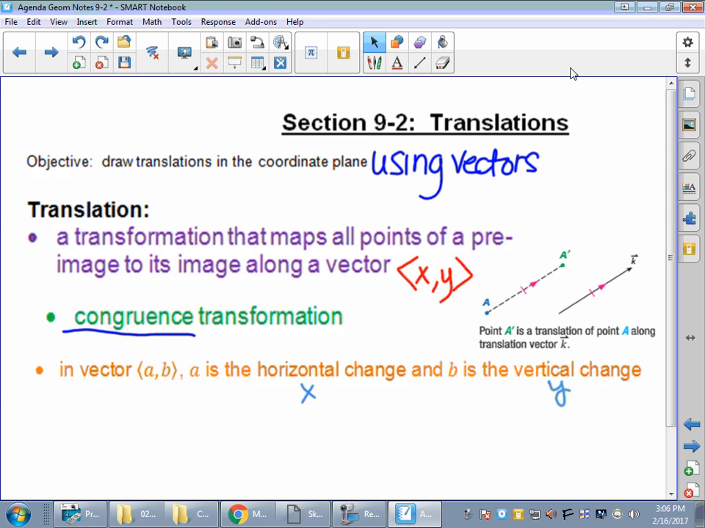So if you notice, over on the side, I've got this vector k, and k is telling you the movement from my preimage point A to my image point A prime. So A to A prime translated along vector k. So it moved that far. Vector k may be 6, 3 or something like that.